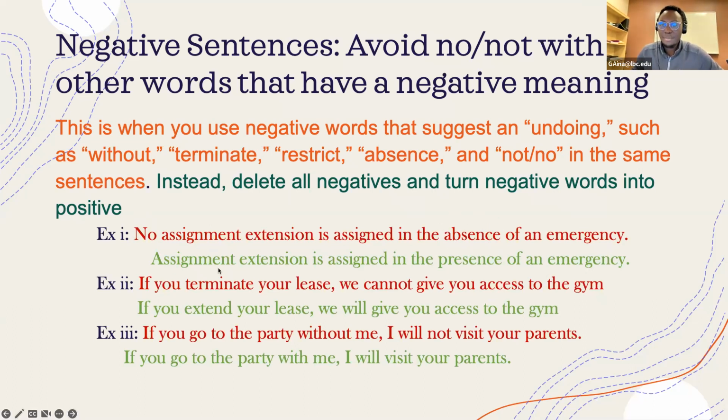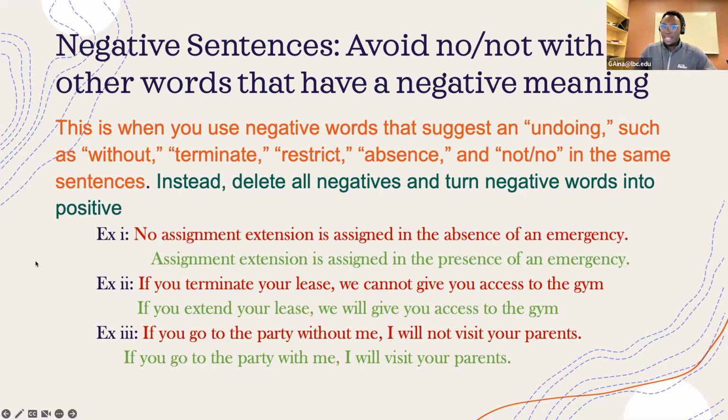So you can just say assignment extension. What you should do is delete the negative word no, and then turn the other negative word into a positive word. Again, I'm going to say this. Delete the negative word no, and then change the other negative word into a positive word.